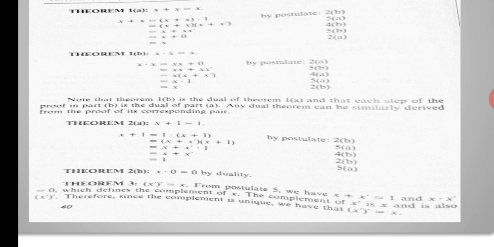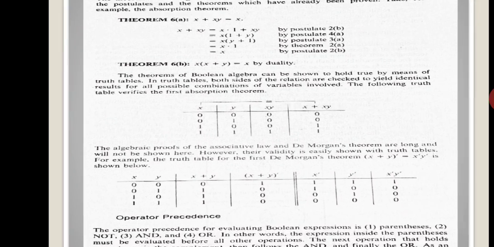The complement of x complement is x, and it is also x complement to the complement, isn't it? Double complement. You can see x to the power dash to the power dash, that is nothing but double complements. Whenever you go for double complements, you are going to get the same value. That is the meaning. Therefore, since the complement is unique, we have that x complement to the complement is x. So this is theorem 3. They try to explain this theorem.